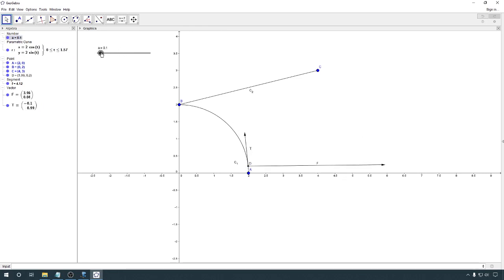So at the extremes of 0 and pi over 2, and even at pi over 4, right in the middle there, these two vectors are perpendicular to each other. Between 0 and pi over 4, the angle between these is actually bigger than pi over 2, and between pi over 4 and pi over 2, the angle is actually smaller than pi over 2.